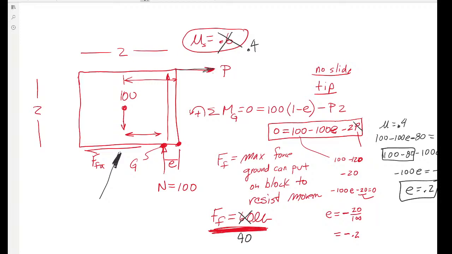So the key is it could tip if, to keep equilibrium, this force has to move outside or off of the object. If that's the case, it's going to tip. And so in this case, the 0.6 is such that it's too much friction, and if you pull it up too high, it's going to tip.